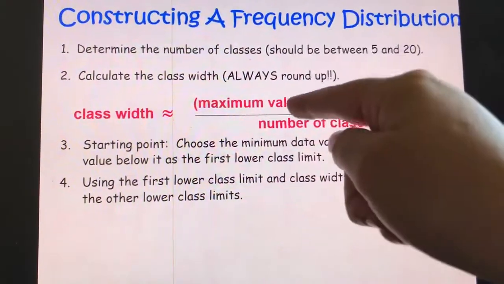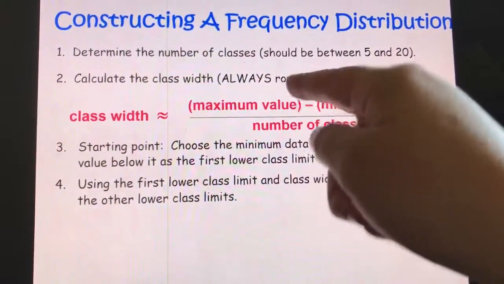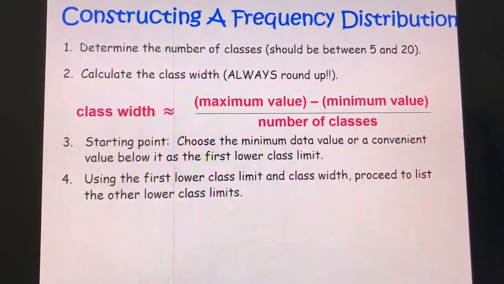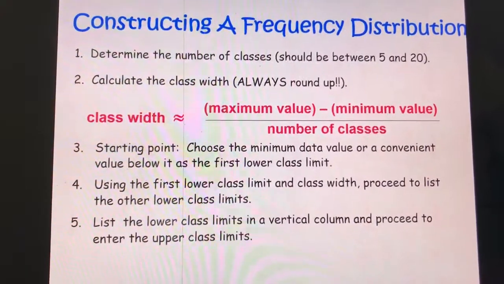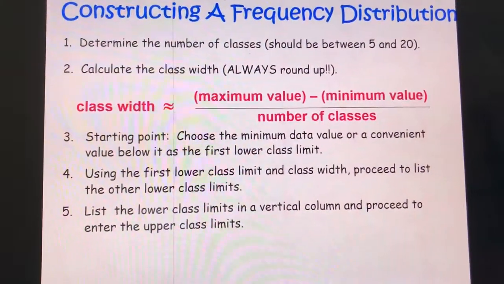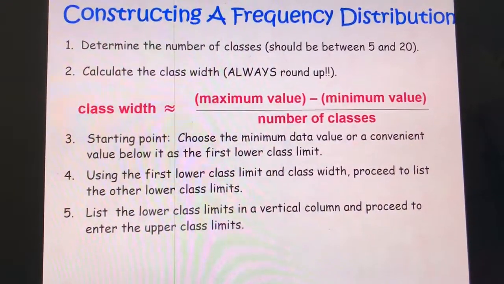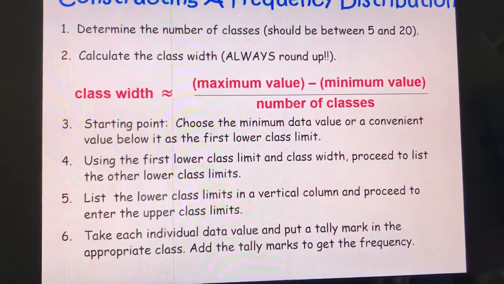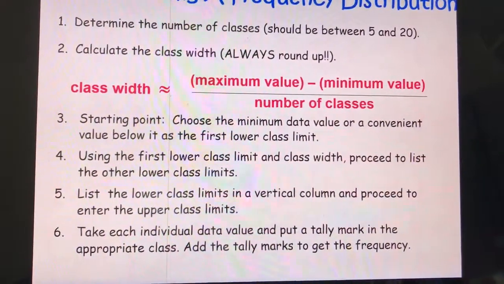So for our case, we started with 21, the class width is 10, so you go 21, 31, 41, 51, and so on. And once you have all those, then you can proceed to enter the upper class limits, and I'm going to show you this in just a second on our example. And then you can do a tally, or you can just go through and count to get the frequency of each class.